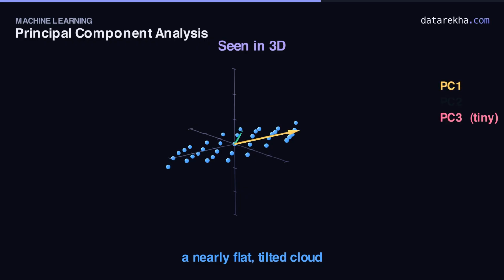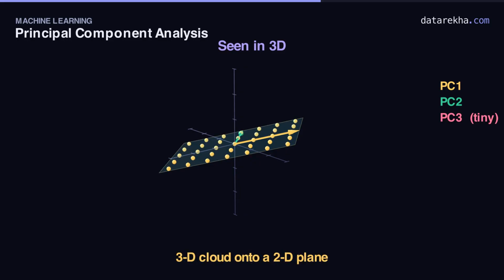Principal component analysis finds the 2 directions the pancake spreads along, PC1 and PC2, drawn in gold and green, and it finds the thin direction across it, the third axis, where there is almost no variance at all. To go from 3 dimensions down to 2, we squash that thin direction to 0, projecting the whole cloud onto the flat plane it already almost lived in.